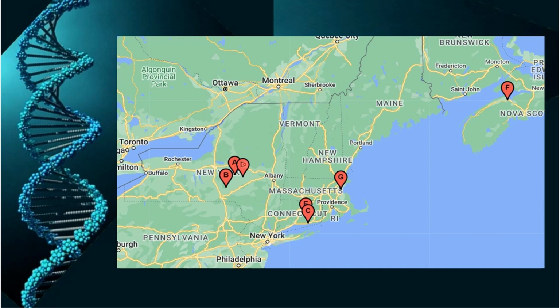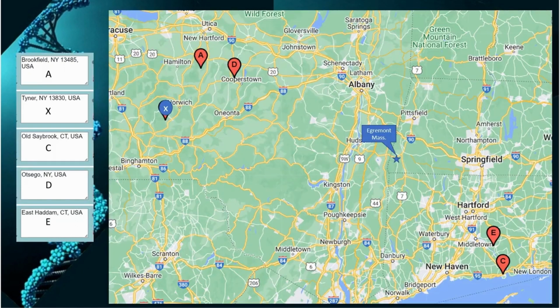We'll blow it up, all right? A and D is where he's between Brookfield and Otsego. Down here is Tyner. So the stowaway shows up in Egremont, Massachusetts. Oh, that's interesting. It's not really that far away from everybody else. In fact, it's kind of in between everything. And then he moves here. The same year, R. James shows up with land here.